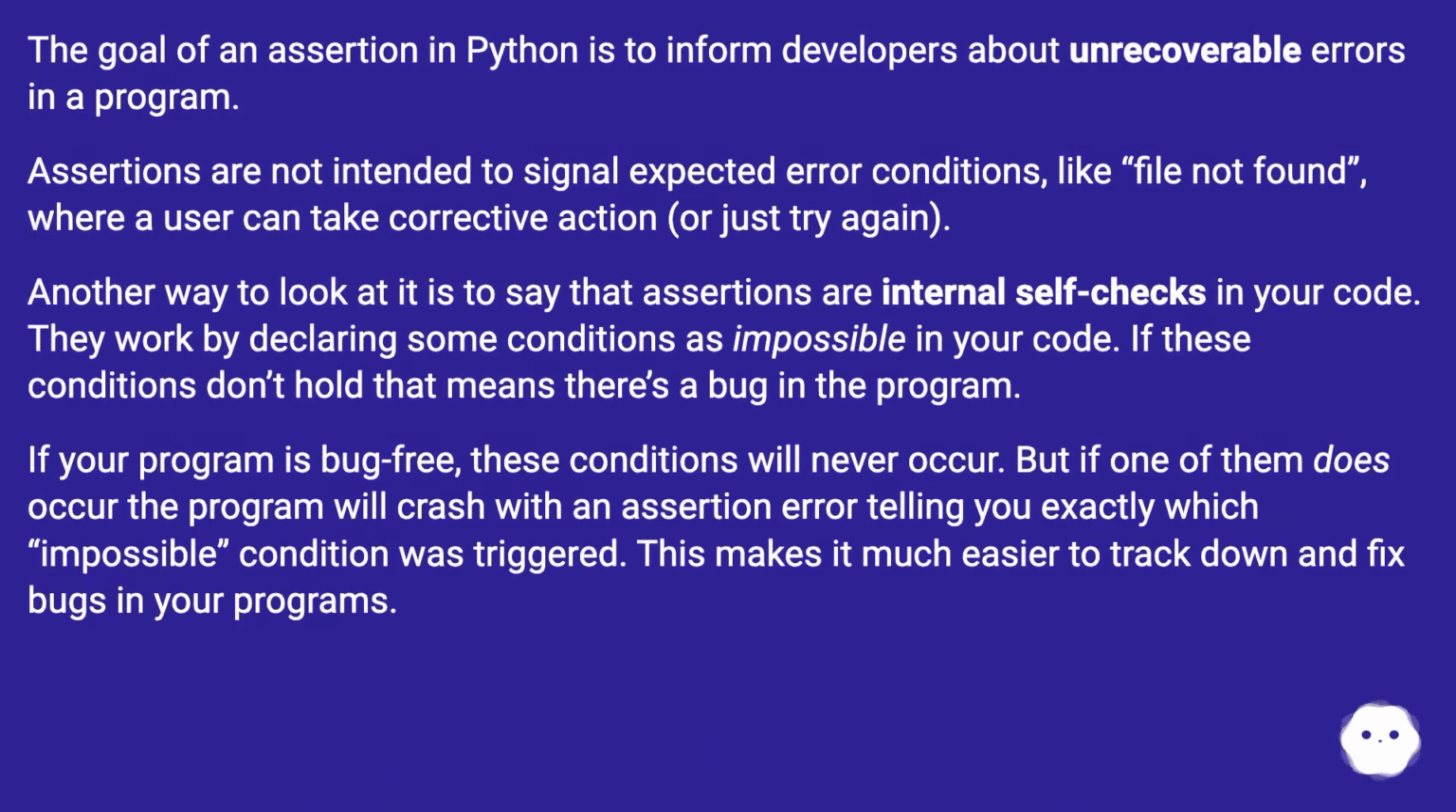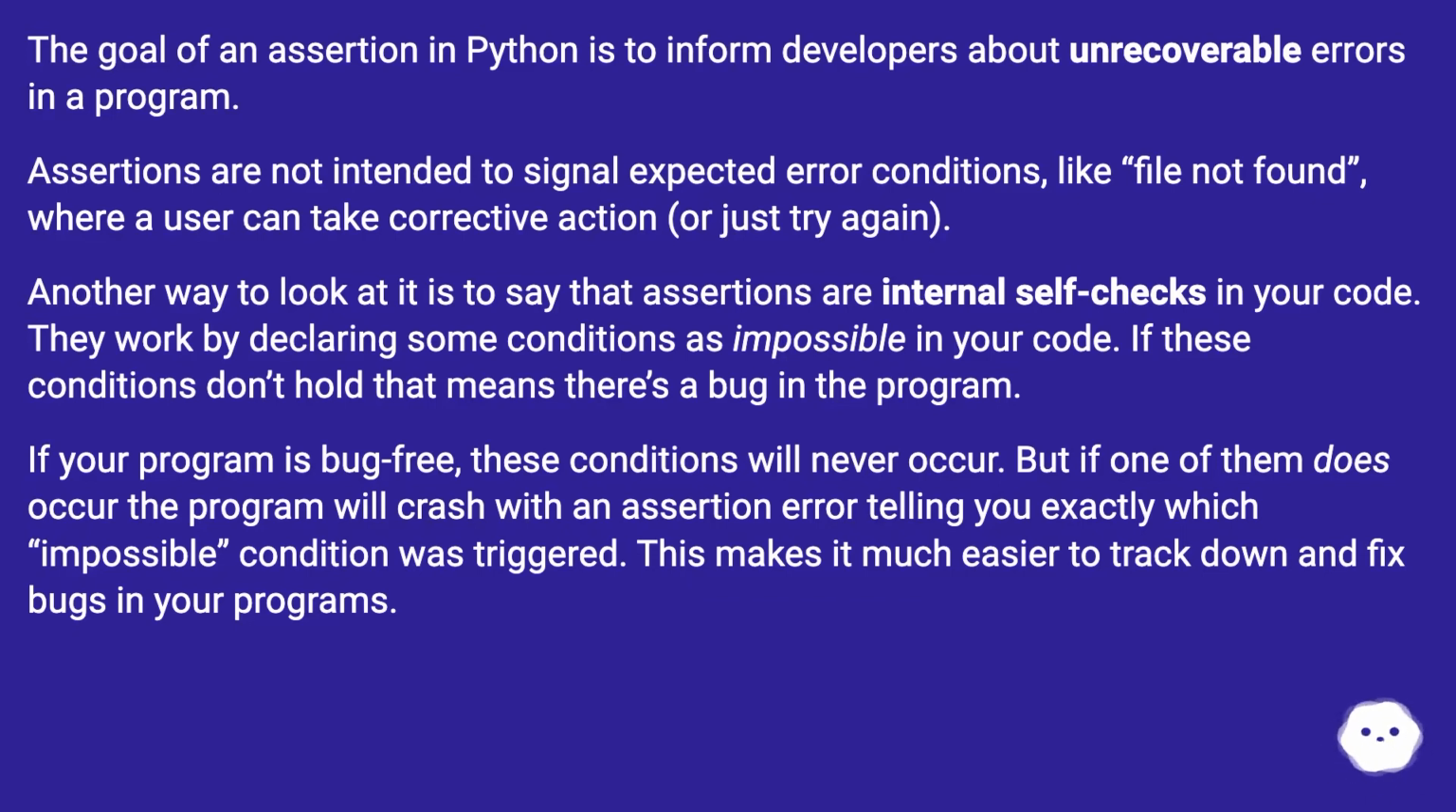The goal of an assertion in Python is to inform developers about unrecoverable errors in a program. Assertions are not intended to signal expected error conditions, like file not found, where a user can take corrective action, or just try again. Another way to look at it is to say that assertions are internal self-checks in your code. They work by declaring some conditions as impossible in your code.